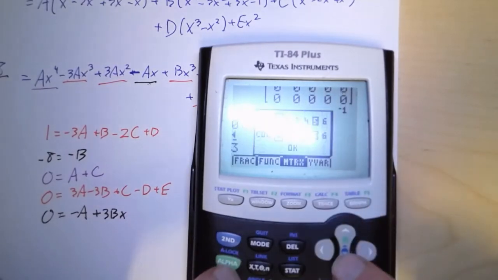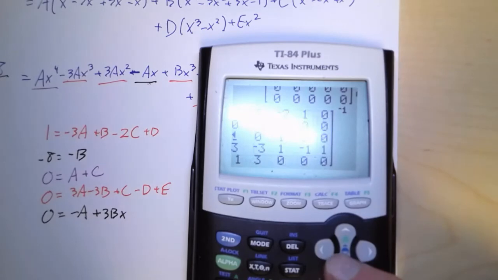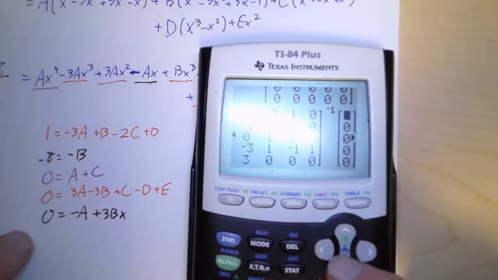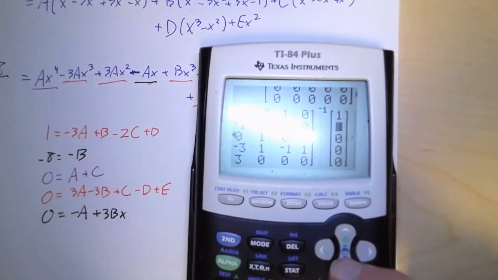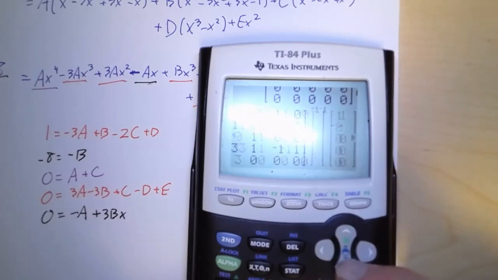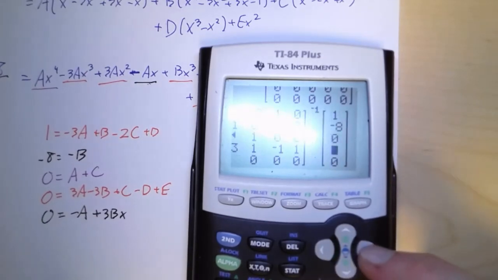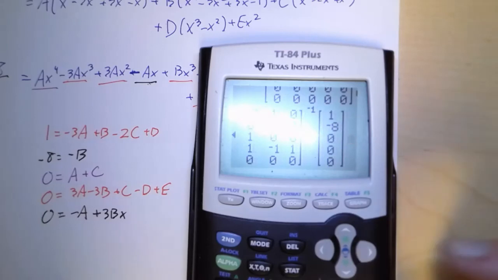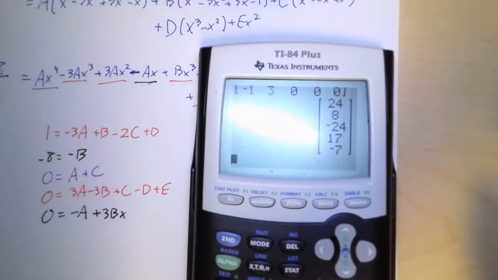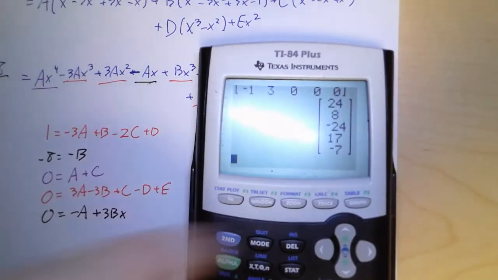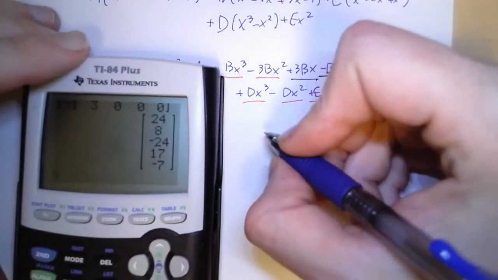And now I'm going to need a 5 by 1. And so now I just include these numbers. So we have 1, negative 8, and the rest are zeros. So there are our answers. Those are the values for a, b, c, d, and e.